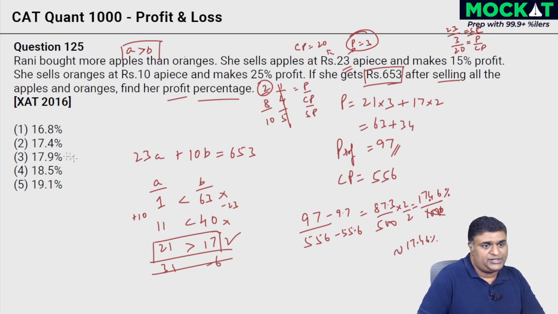What is the closest over here? 17.4. That's it. 17.5 is not there. You need to understand we have approximated here. That's the reason. But we're pretty close over here. The options are quite far apart. Even 0.5%, 0.6% difference are huge in this context.